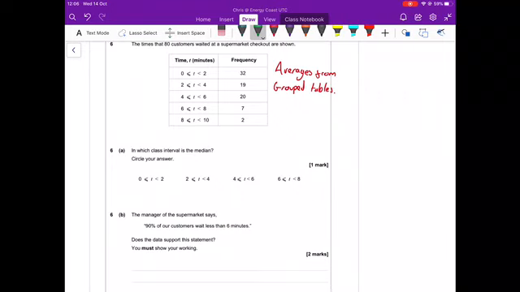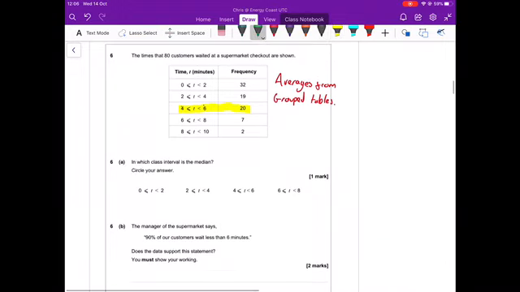Okay, averages from a group table. Let's just highlight a line and we'll talk about what this means. Okay, so frequency means how many. So there were 20 people who spent between 4 minutes and 6 minutes at a supermarket checkout. Okay, because that's what this table's showing. So 20 people took between 4 and 6 minutes. If you took exactly 6 minutes, though, you would have to be bumped into the next one, because this thing means here that it could equal 6. Okay, so if you were bang on 6, you would have to move up to the next group. That's how this works.